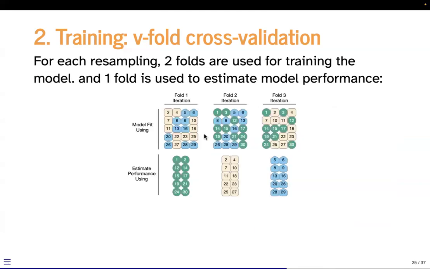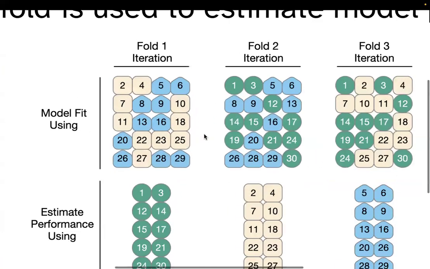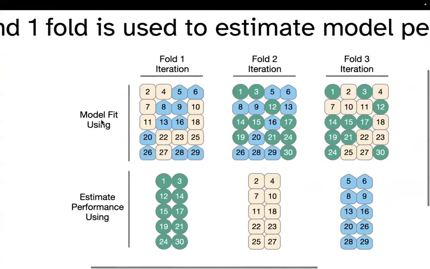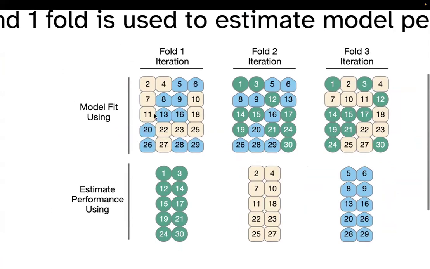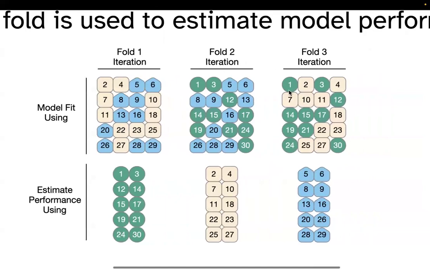Then what we're going to do is train models where, let's say for the first fold, we're going to fit the model to folds, in this case, beige and blue. So the model is fit with the beige and blue data points that fell on those folds, and then we estimate the performance of the model using the other fold. We do the same for the other two situations. So if we have three folds, you're going to have three resamples, right?